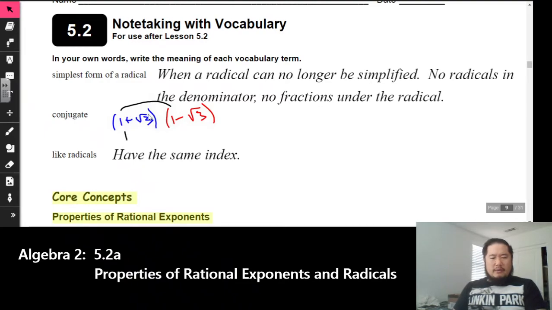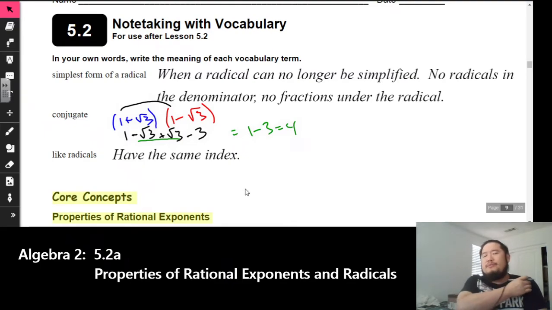So honestly, what you really need to multiply is the first and the last. So let's just go ahead and do the whole thing. 1 times 1 is 1. We have 1 times negative rad 3 is negative rad 3. The inner is going to be positive rad 3. And then the last, rad 3 times rad 3 becomes rad 9, which then becomes 3. So remember, what you really don't need to do is this middle step, because look what happens right here. It cancels out. So what you're left with is just 1 minus 3, which ends up equaling negative 2.